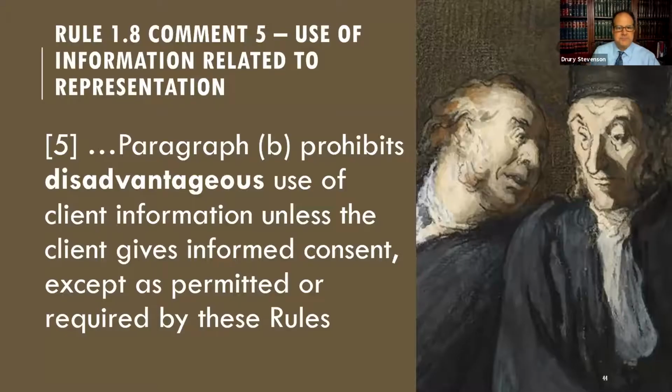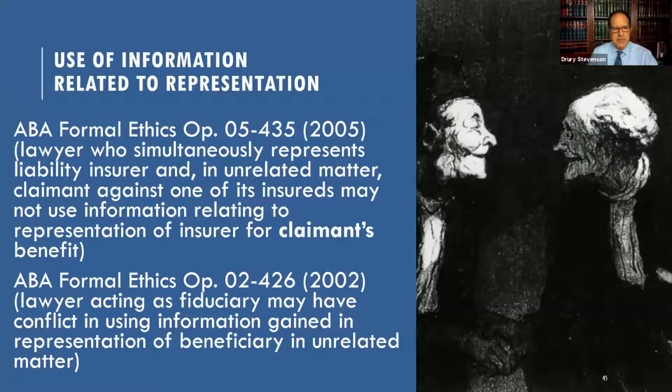Now, paragraph B prohibits, we already talked about this, the disadvantageous use of client information unless the client gives informed consent. Sorry, I already covered that point in the previous slide. Just quickly, a couple of older ABA ethics opinions. I don't think you'll be asked about these on the MPRE, but in theory you could, because the examiners treat these ABA ethics opinions essentially as an official gloss on the rule, or clarification of what the rule means.